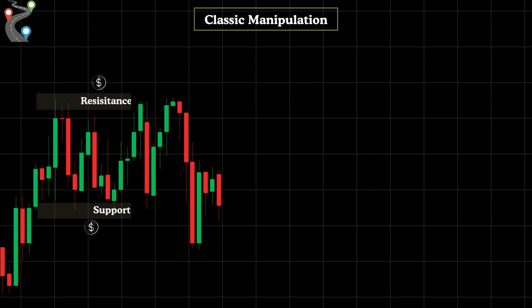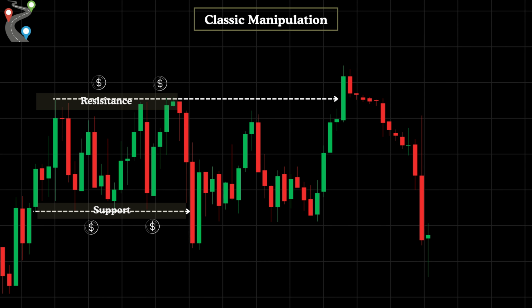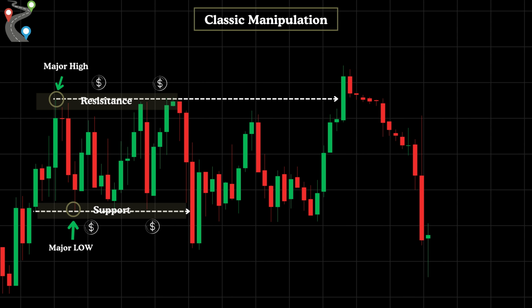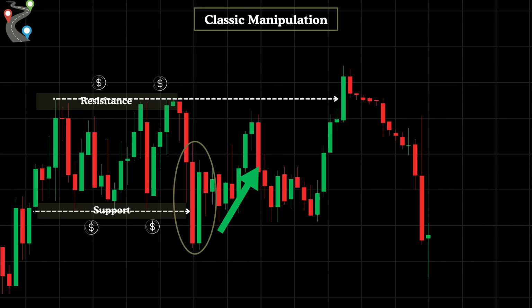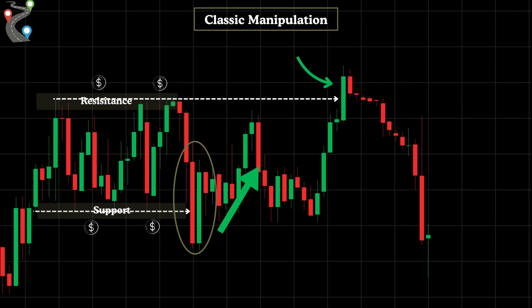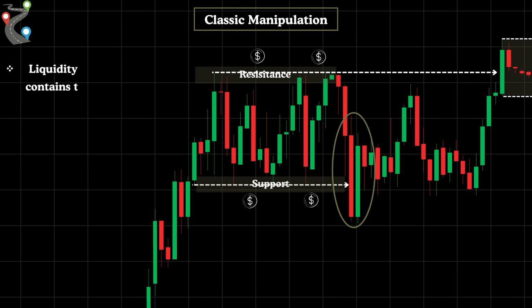Take, for example, a typical accumulation setup you'll often notice in the market. Price consolidates between a defined high and low, acting as solid resistance and support, with multiple rejections at both ends. Then, price breaks below support with a large bearish momentum candle, sweeping liquidity beneath that level. Immediately after, it rebounds above the support area with a bullish engulfing candle and surges quickly toward the buy-side liquidity resting above resistance.